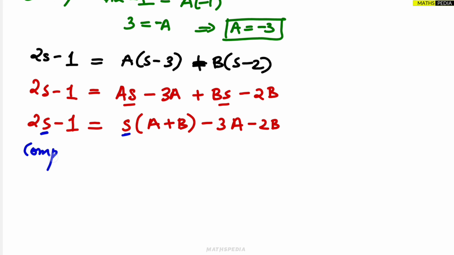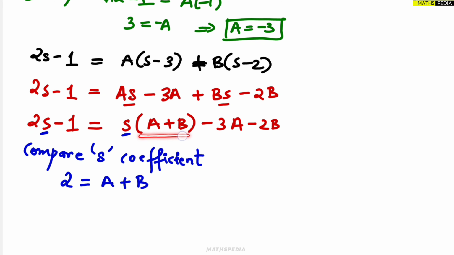Now how I got this? Very simple. Here s coefficient means beside s what is sitting? a plus b. So I wrote a plus b. There is no value s here, that's why it is 0. Okay, we have to just compare the coefficient of s. Here what is the coefficient of s? Beside s what is sitting? 2, that is the coefficient of s. This is not beside s. Okay, so beside coefficient, I hope you understood.